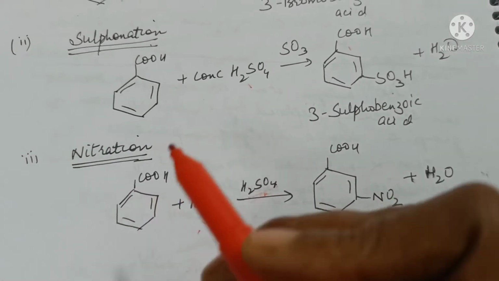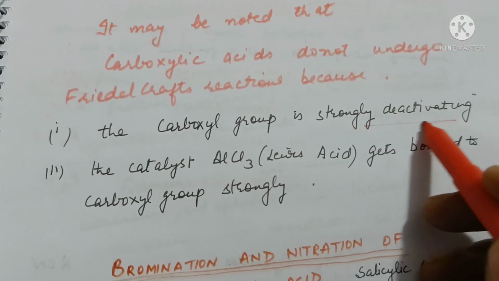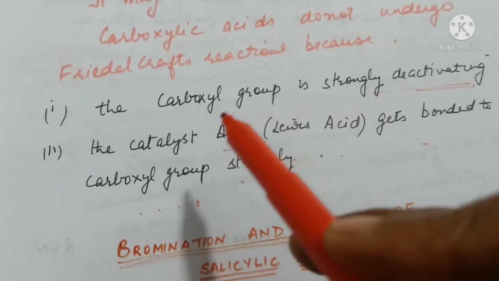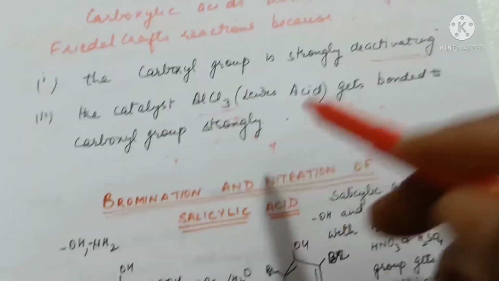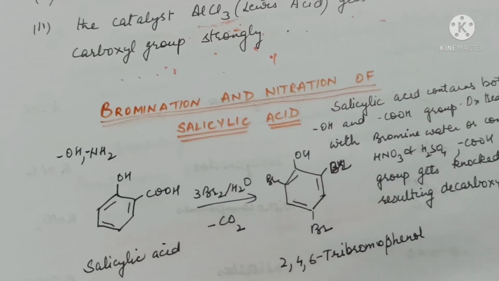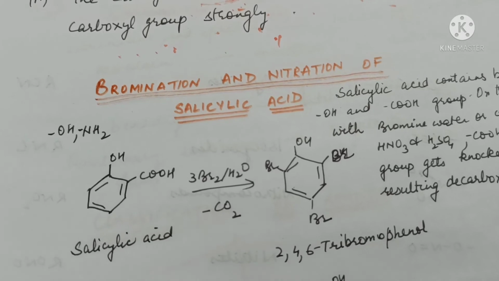Carboxylic acid does not undergo Friedel-Crafts reactions. This is because the carboxyl group is strongly deactivating in nature. The catalyst AlCl3 gets bonded to the carboxyl group strongly instead of forming alkyl or acetyl derivatives.